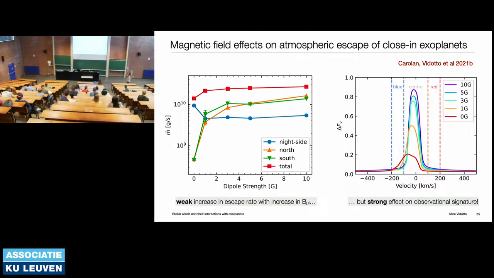So again, this is a Lyman alpha line for a 10 Gauss field in purple and a zero Gauss field, or no magnetic field, for the red curve. So again, you see that there is a lot more absorption at line center for high magnetic fields and more absorption in the blue wing for no magnetic field. So you can also see that there is an effect here depending on the strength of your magnetic field.